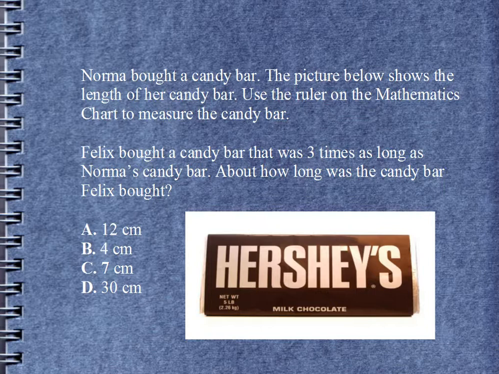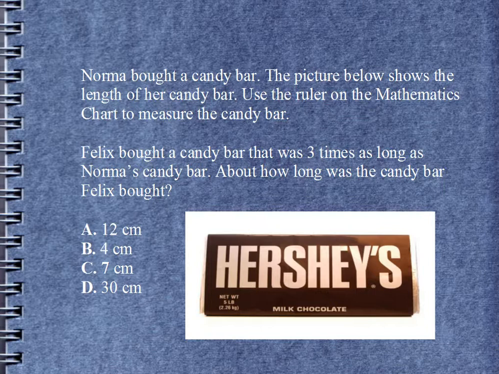Norma bought a candy bar. The picture below shows the length of her candy bar. Use the ruler on the mathematics chart to measure the candy bar. Felix also bought a candy bar that was 3 times as long as Norma's candy bar. About how long was the candy bar Felix bought? This was also a test question. So we have a candy bar that Norma bought, and then Felix also bought one.